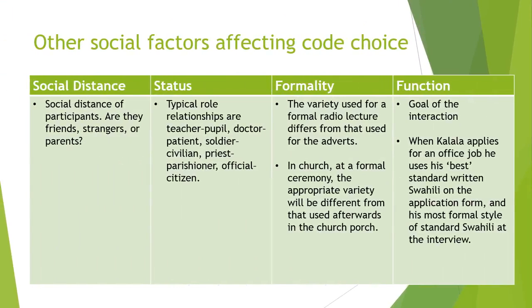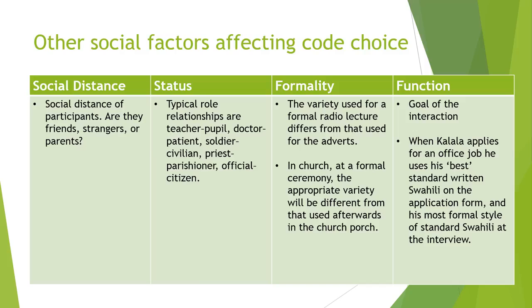So this is the last slide. This slide explains other social factors affecting code choice. The first social factor is social distance. Social distance means the distance between participants, like friends versus strangers.